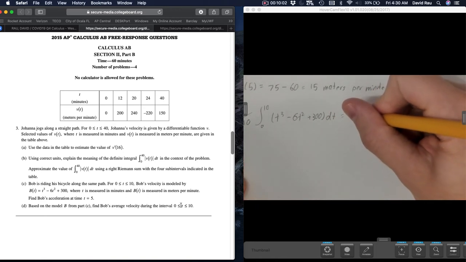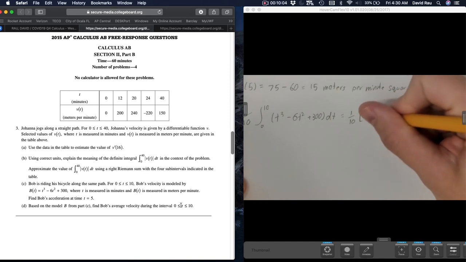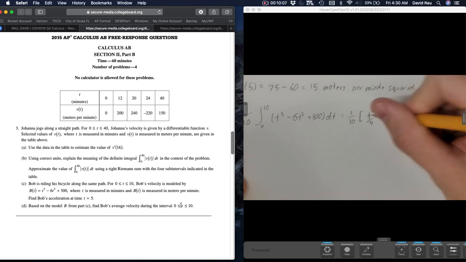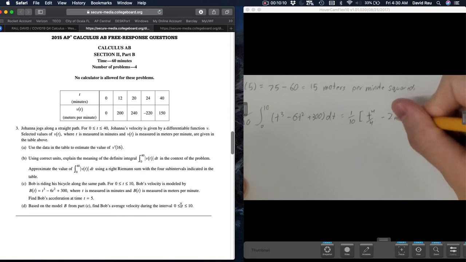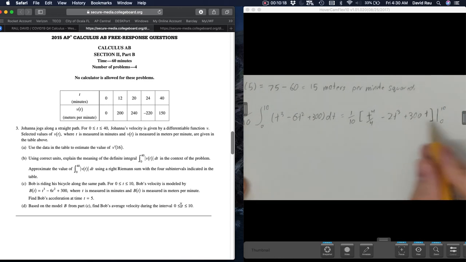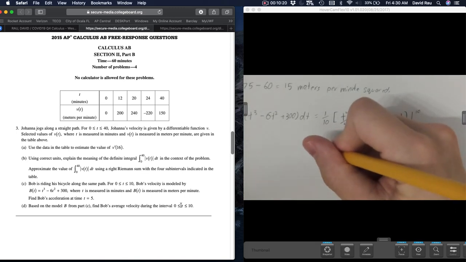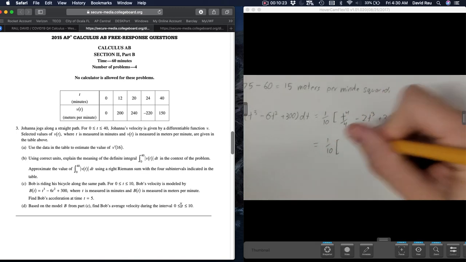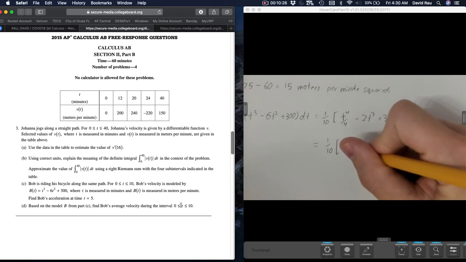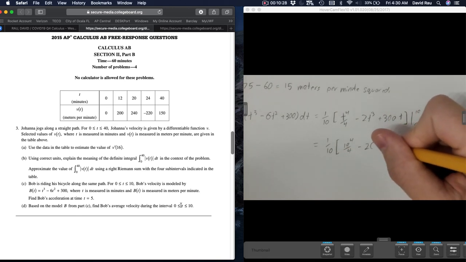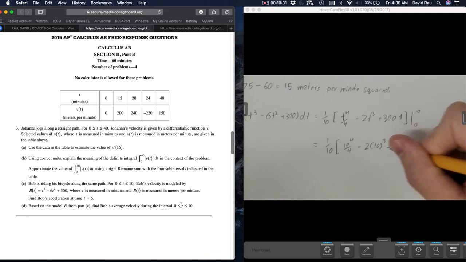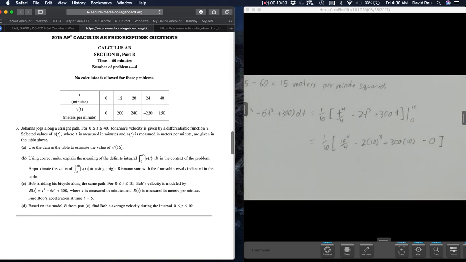Okay, so that's going to give us 1 over 10 times t to the 4th over 4 minus 2t cubed plus 300t, and we're evaluating this from 10 to 0, which is good because all these have a t, so that whole 0 term is going to go away. So we really just have 1 over 10 times 10 to the 4th over 4 minus 2 times 10 cubed plus 300 times 10, and I'll just put a minus 0 to indicate that I understood that when I plugged in 0 it goes away.